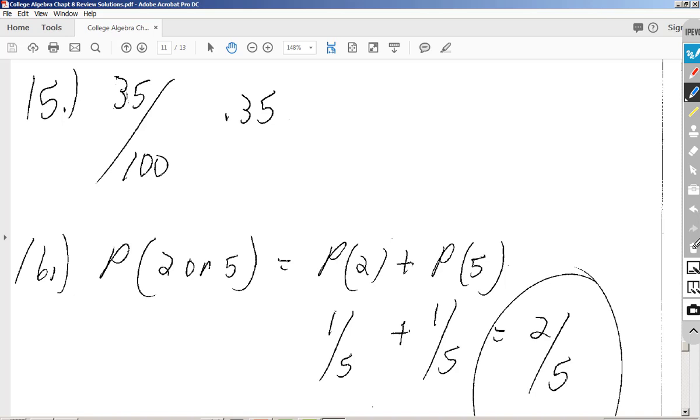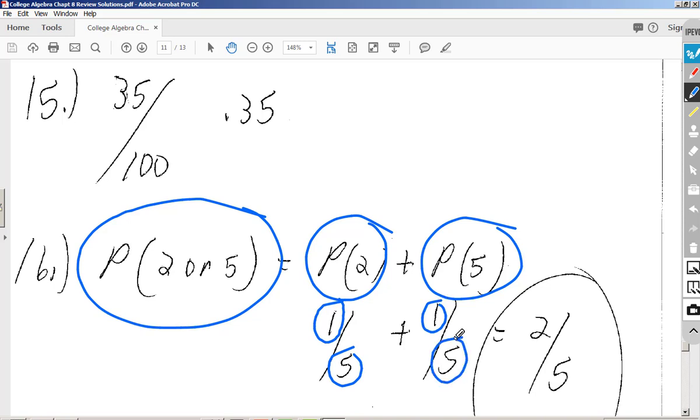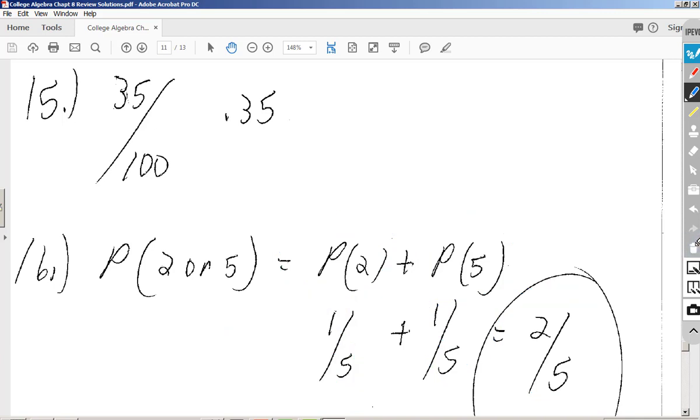It says find the probability the arrow will land on a 2 or a 5. So remember that's the probability of 2 plus the probability of 5. So the probability of 2, there's only one space, that's 1 out of 5. And also, probability of 5 is 1/5. So now add those together. 1 plus 1 is 2. Keep the same denominator, which is 5. So the probability is going to be 2/5.